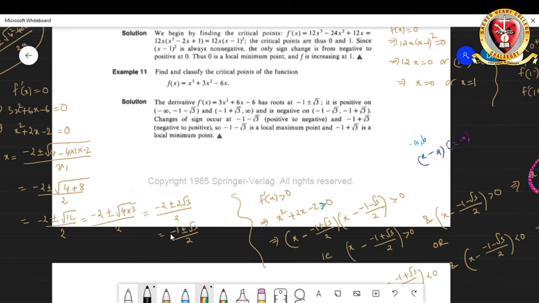You have a equal to minus 1 plus root 3 by 2, b equal to minus 1 minus root 3 by 2. So that is, here you have a equal to minus 1 plus root 3 by 2, b equal to minus 1 minus root 3 by 2. So you just substitute for that.